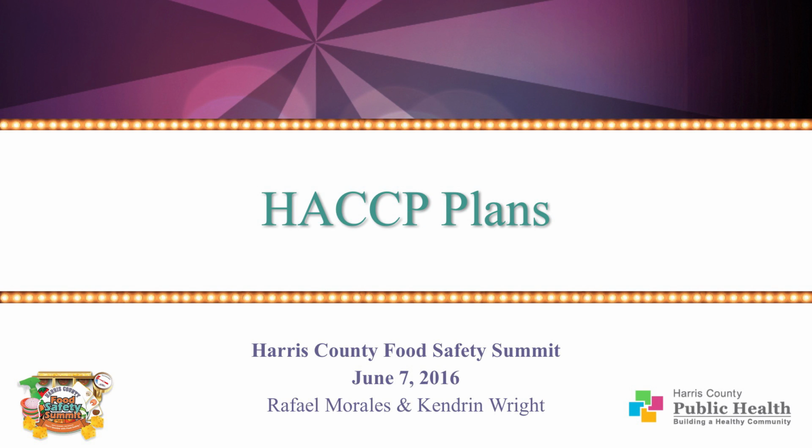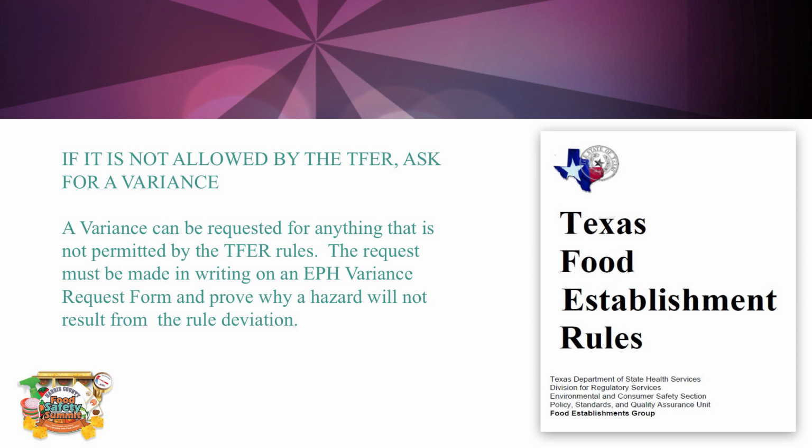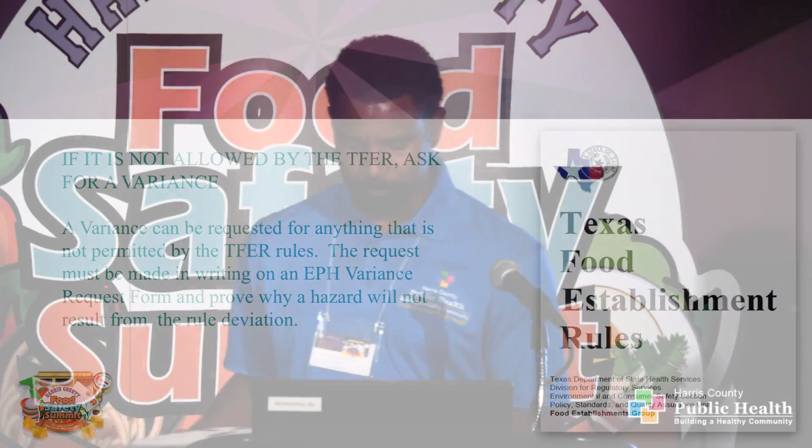This is the rule book, and as they stated earlier, you guys probably have a copy of it by now on thumb drive, but if not, you could go to the website and you can find a copy of it there. So if it is not allowed in this rule book, you must request a variance and submit HACCP plans before you conduct that process.